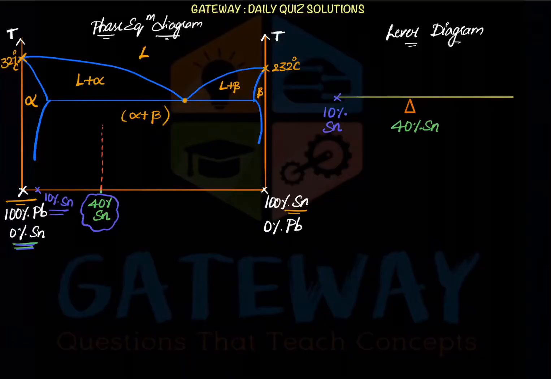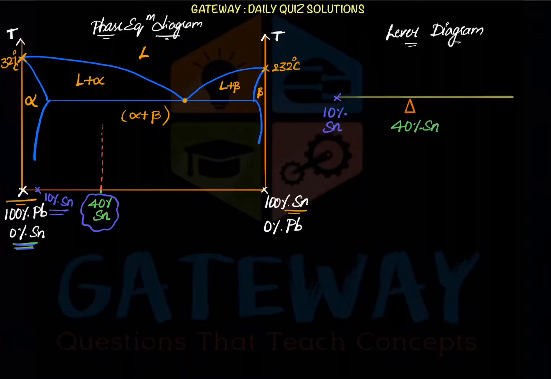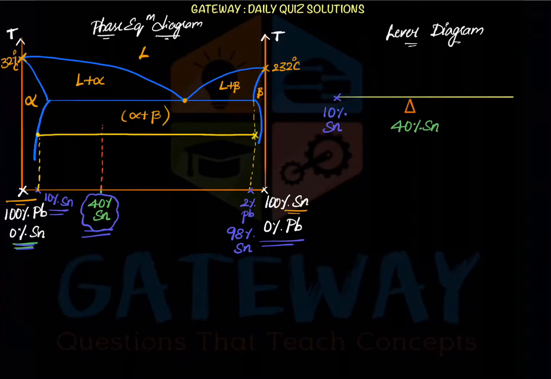Okay, and also in the question it is given that 2% of Pb can be dissolved in Sn. So when we are analyzing the Sn, it is said that 2% of Pb can be dissolved. If this is 0% Pb, somewhere very close to here we will be having 2% Pb. If it is 2% Pb, since we are taking Sn as our reference, it will be 98% Sn. Right. So we will elongate these lines, these points. This will touch this curve somewhere here, and this will touch somewhere around here.